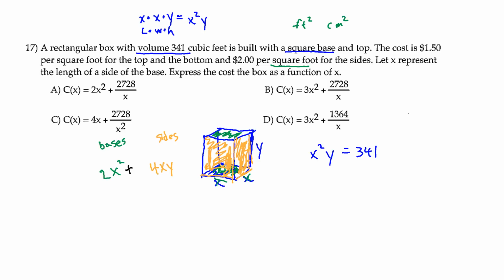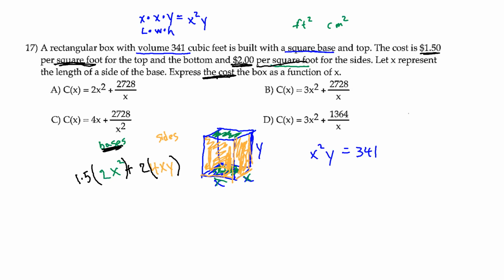But what we're asked is not to express the surface area. Surface area is just a jumping point to express the cost. So our cost for the two bases, the top and the bottom, it says that the cost is $1.50 per square foot. So we have to multiply that $1.50 times our square feet. So it would be $1.50 times the bases. For the sides, it mentions that the cost there is $2 per square foot. So it'll be $2 times our square footage.